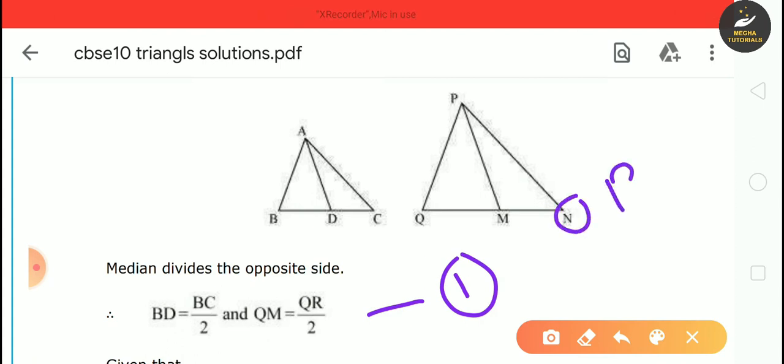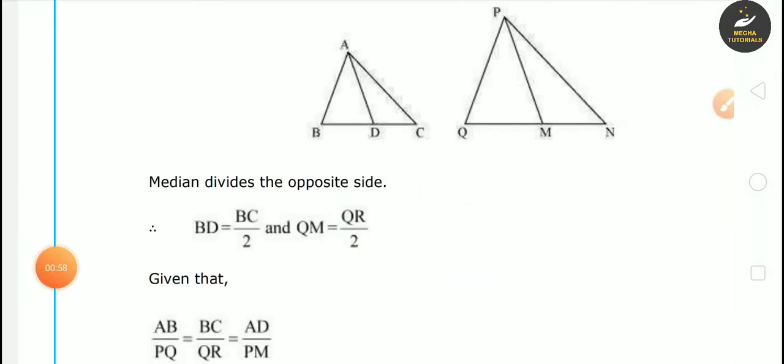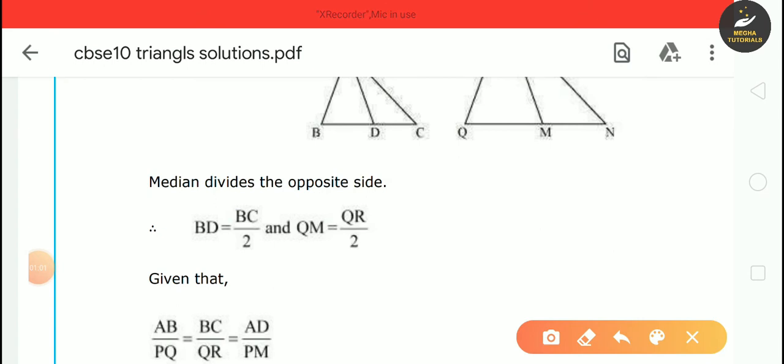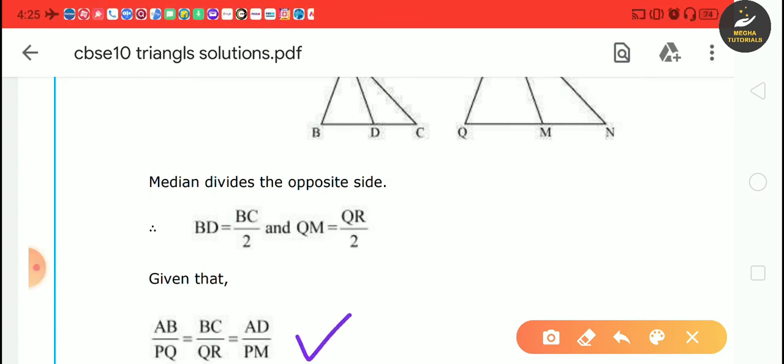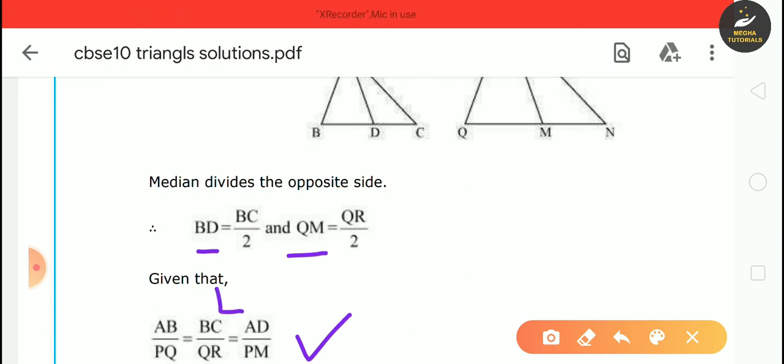You have to write it R. Okay, triangle ABC and triangle PQR. Let's move ahead. Also it is given that AB upon PQ is equal to BC upon QR is equal to AD upon PM. That is, respective sides and medians are in the same proportion. Now you can replace BD and QM in case of BC upon QR.